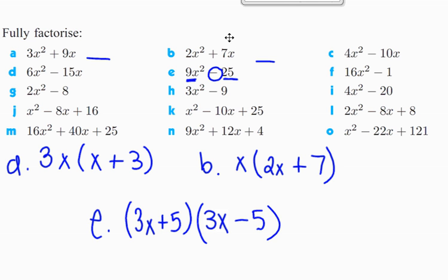Same thing with letter F. Letter F, we have, again, a perfect square of 16 and a perfect square of 1, and we have a minus in between. So we know the square root of 16 is 4, square root of x squared is x. So we have 4x times 4x, which gives us 16x squared, and then we do plus the square root of 1 and minus the square root of 1.